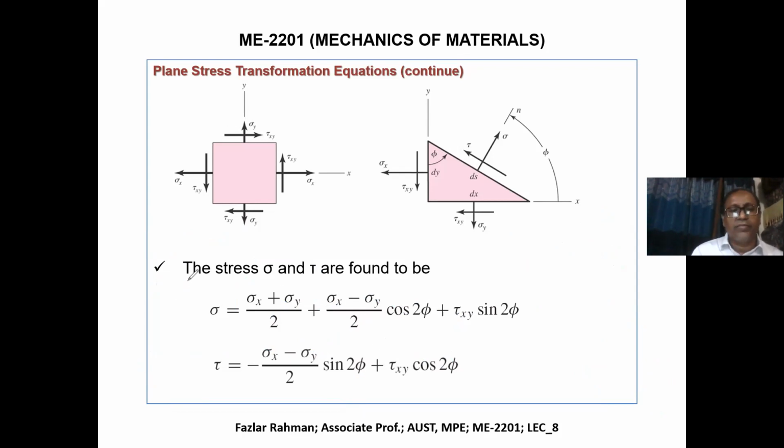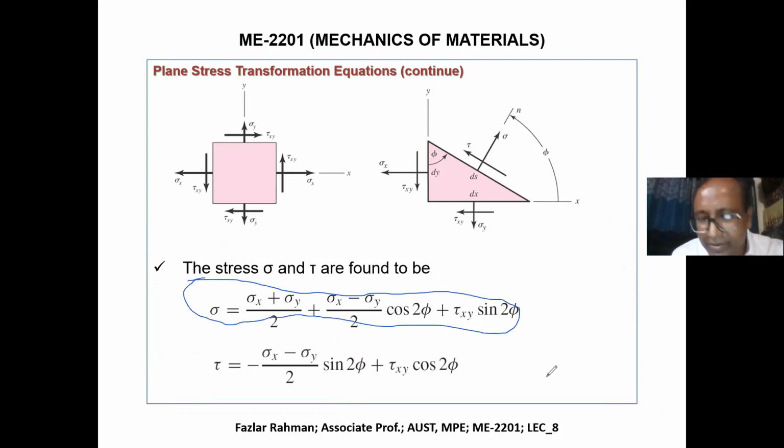Who can tell me how we can figure out the maximum value or minimum value of sigma for angle phi? Anyone? Anyone can tell me? No? Only 15 students have joined.